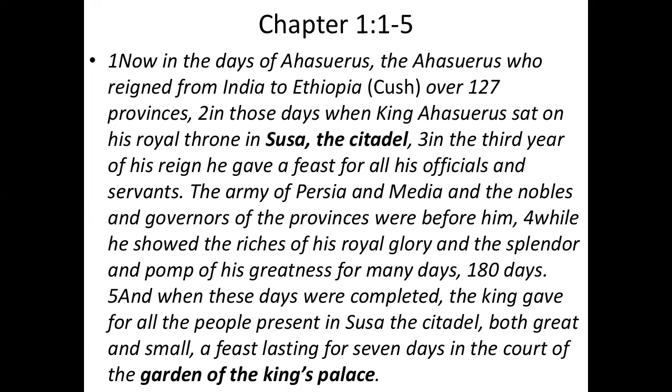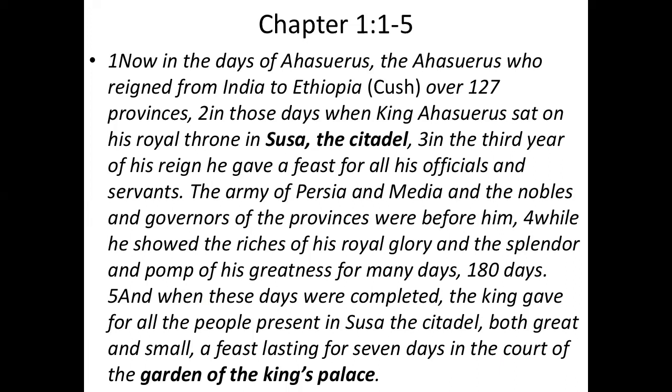Over 127 provinces. And in those days when King Ahasuerus sat on his royal throne in Susa, the citadel, in the 3rd year of his reign, he gave a feast for all his officials and his servants. The army of Persia and Media and the nobles and governors of the provinces were before him, while he showed the riches of his royal glory and the splendor and pomp of his greatness for many days, 180 days. So he's spending half a year just showing off his kingdom to a bunch of nobles and governors.